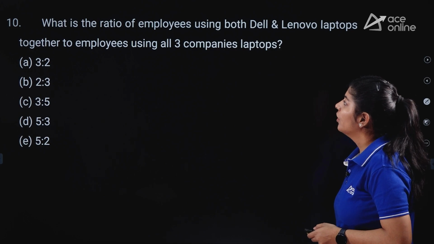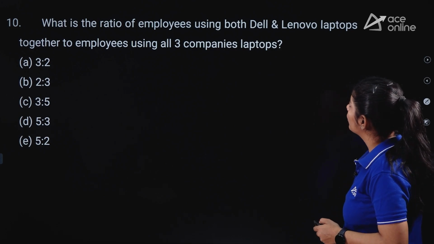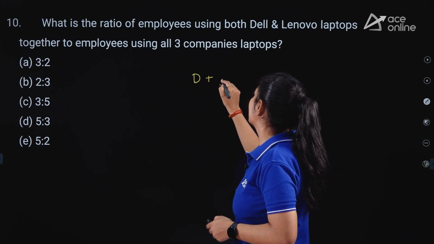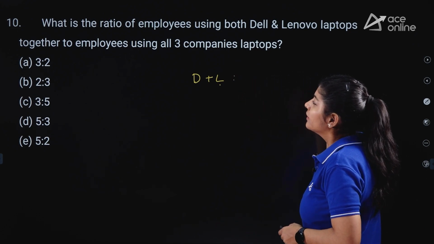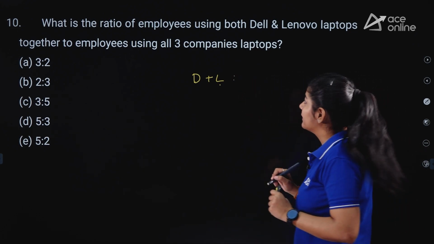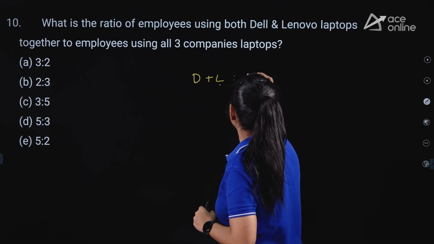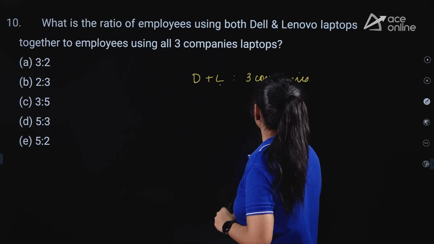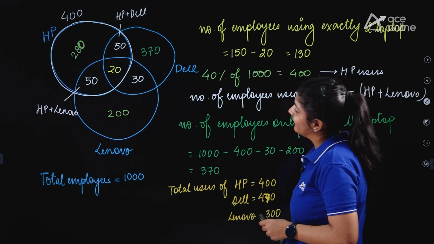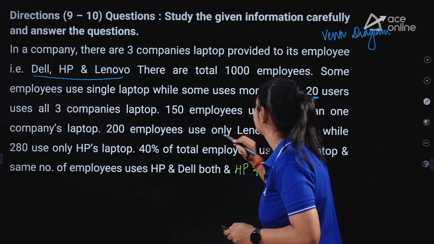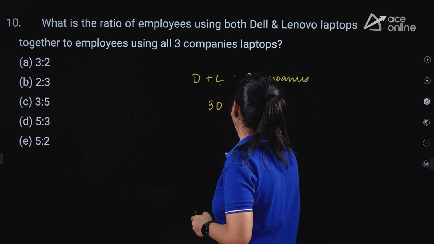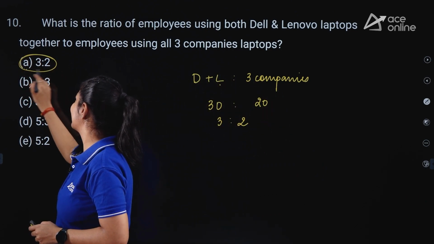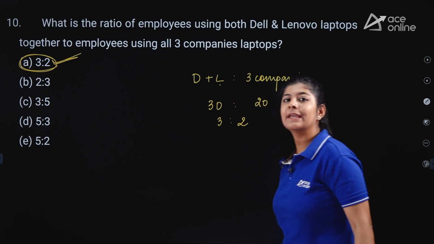Next. What is the ratio of employees using both Dell and Lenovo laptops to all the employees together using all three companies? That means here we have 20. In the place of this we have the value 20, but for this one, Dell and Lenovo, here we have 30. So here the ratio is nothing but 3:2. That means option number A is the correct one.